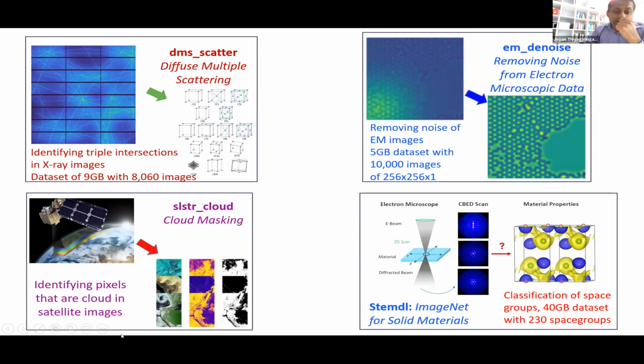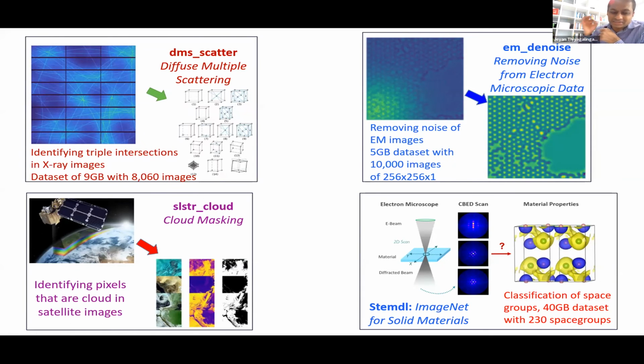There are other examples I can highlight. For example, this is what we call diffuse multiple scattering. Based on the cross-section and intersection of the patterns, you can work out what sort of materials you're dealing with. Or again, with the electron microscope, you just want to denoise the images, and the question is which denoising technique works better. Or this is satellite imaging. Again, you take the satellite image. It's a 4K image, but you would like to classify each and every pixel.